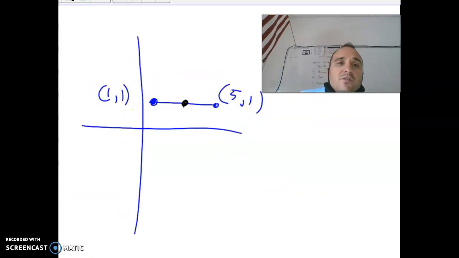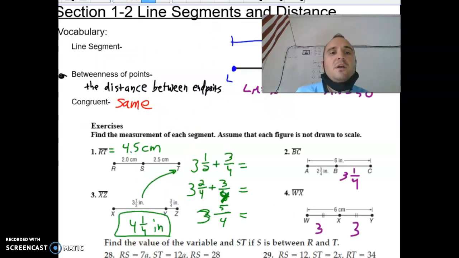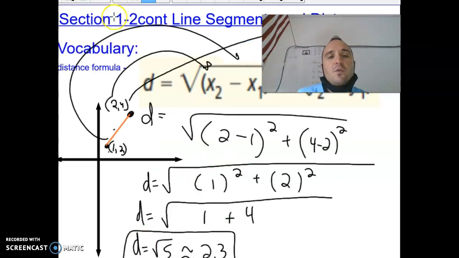So part of distance involves what happens when you have coordinates. If I gave you coordinates, how would you calculate the distance? Not just one number, and that's 1, 2, 3, 4. Well, if it's coordinates and it's a straight line or a vertical line, you just count. But not all lines are vertical and horizontal. Some are diagonal. Then we use the distance formula.